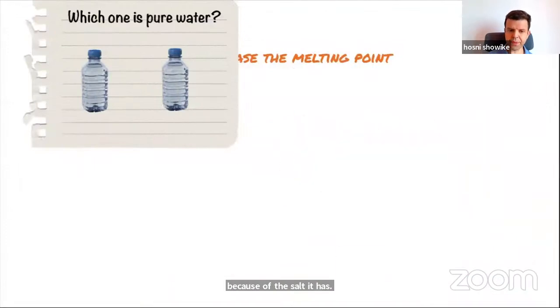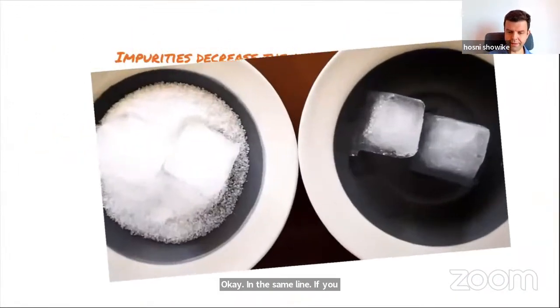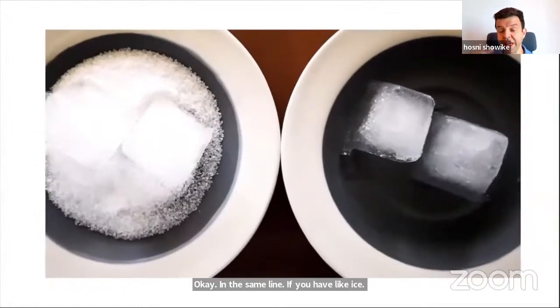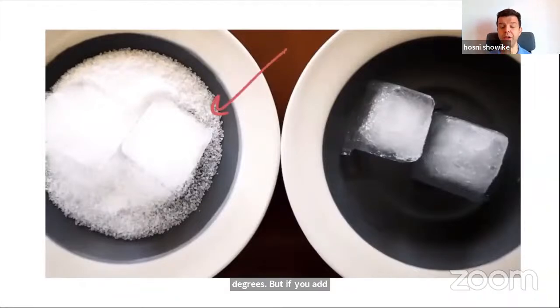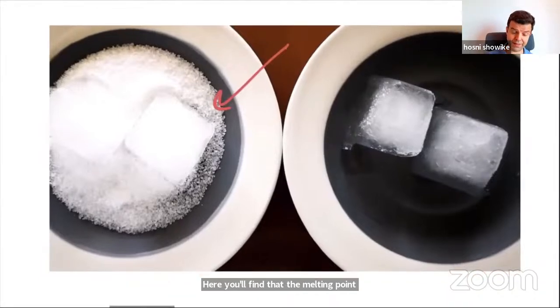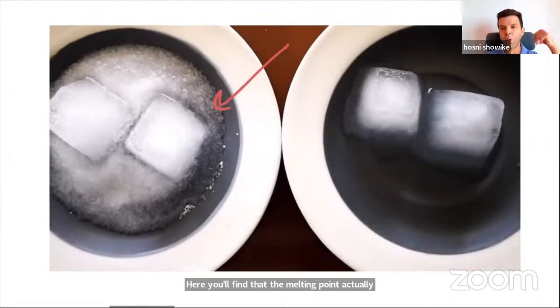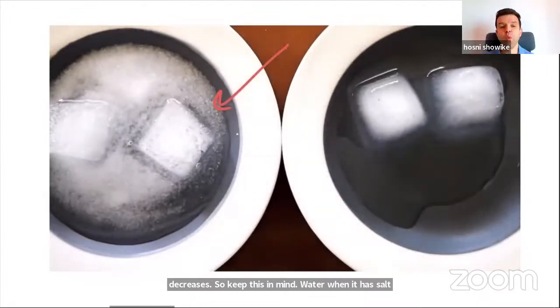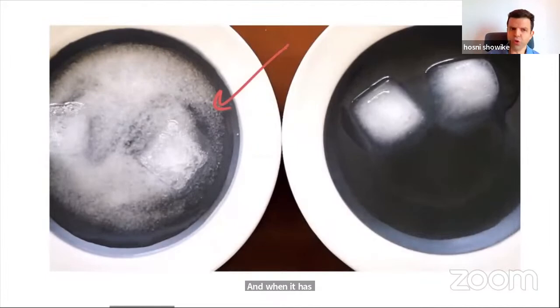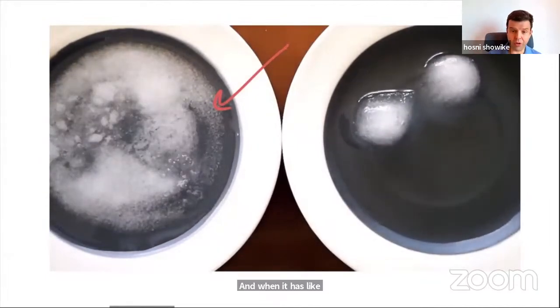In the same line, if you have ice, you can change the melting point of ice. Usually ice of pure water melts at 0 degrees. But if you add salt to the ice, guess what's going to happen to the melting point? Here you'll find that the melting point actually decreases. So keep this in mind. Water, when it has salt in it, boils at a high temperature. And when it has impurities or salt in it, it melts at a lower temperature.